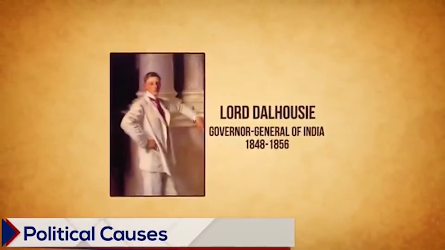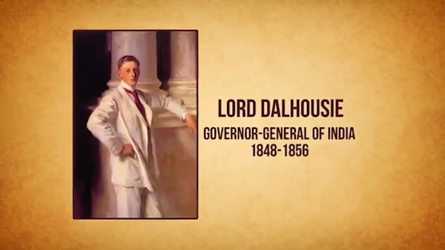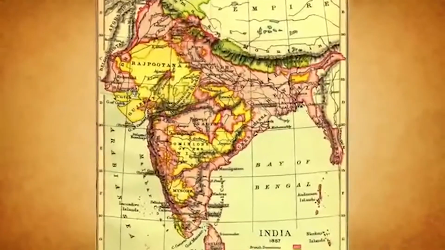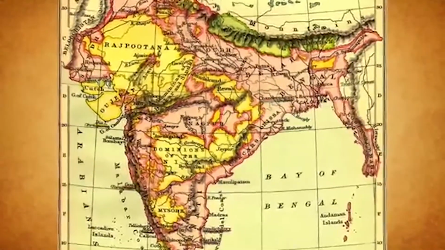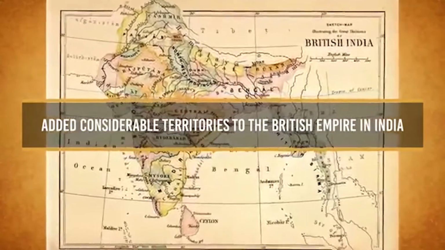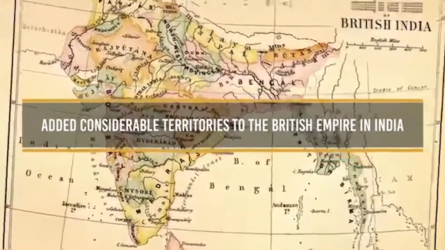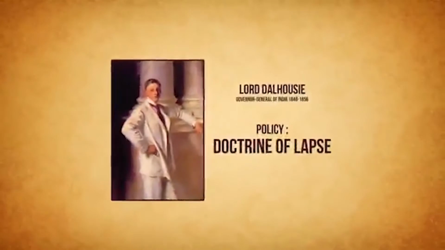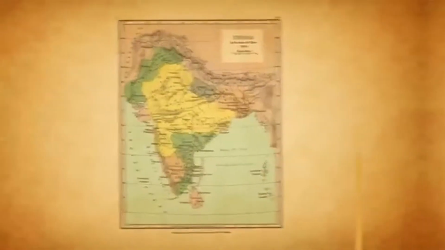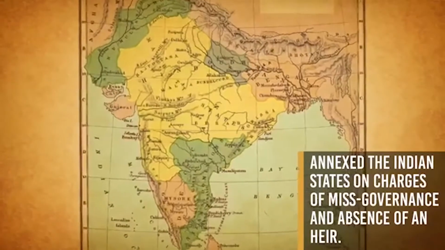Causes of the Revolt. Political causes. Lord Dalhousie was the Governor General of India from 1848 to 1856. Under him, the British followed an expansionist policy in India. Dalhousie, through his policies, had added considerable territories to the British Empire in India. The policy of annexation reached its climax when he implemented the doctrine of lapse and annexed Indian states on charges of misgovernance and absence of an heir.